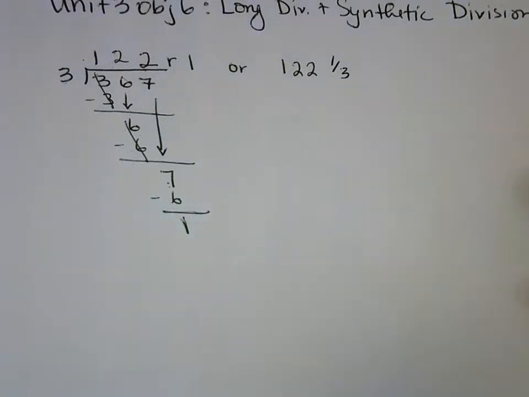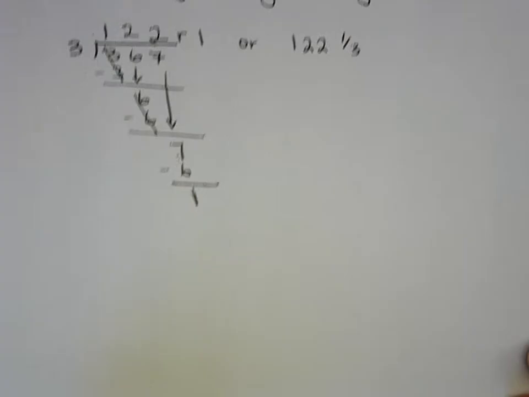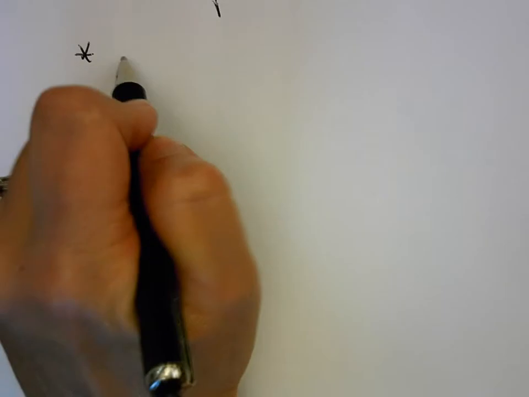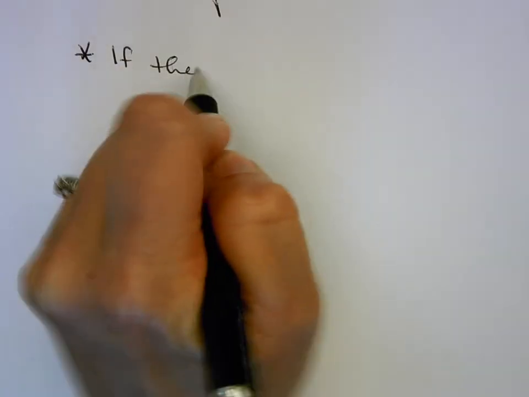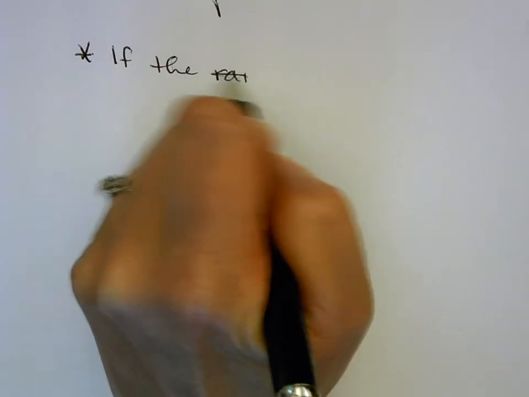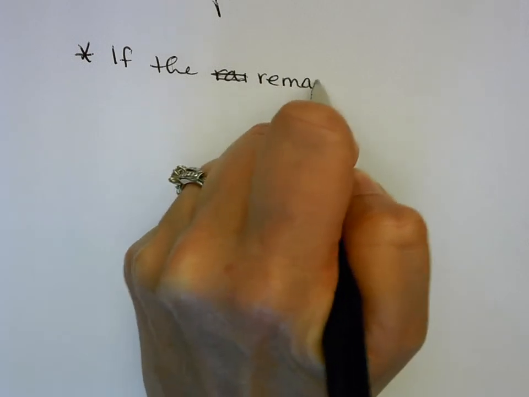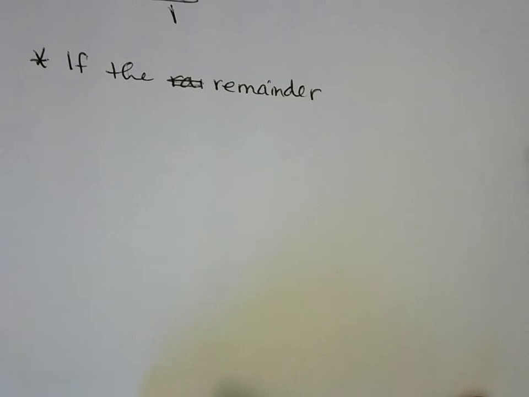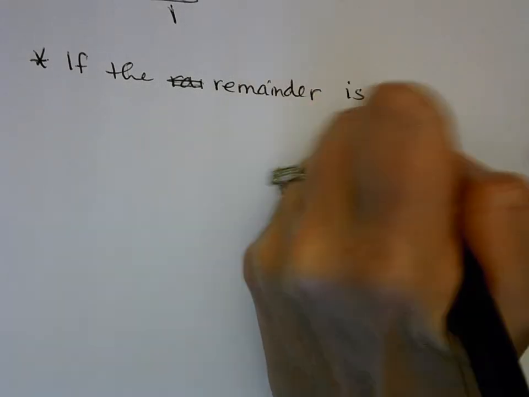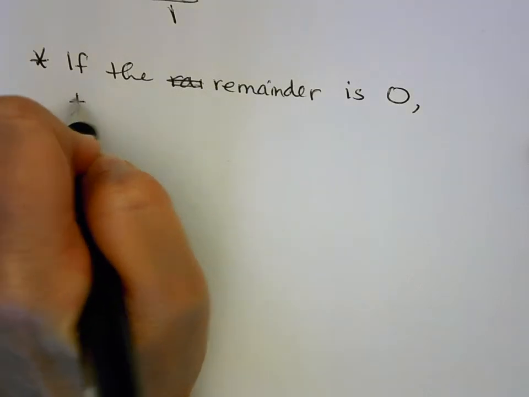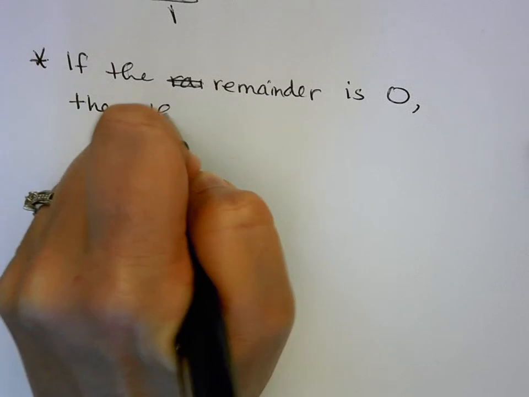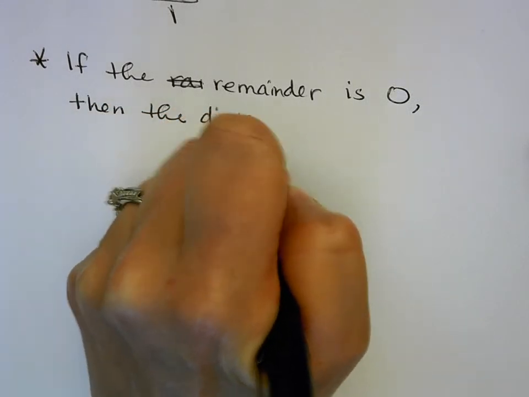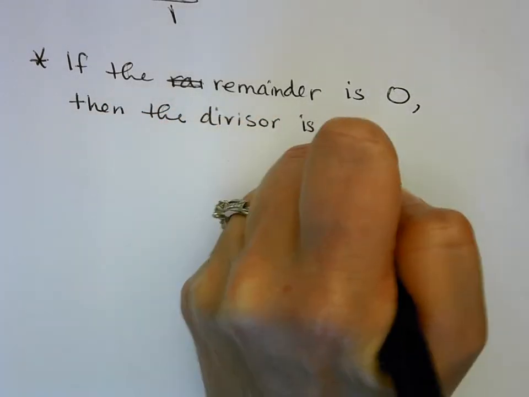So one thing that we do need to make sure we know, and this is where we're going to start writing, is that if the remainder, so that's like our R1 thing, is 0, then the divisor, meaning what we divided by, is a factor.